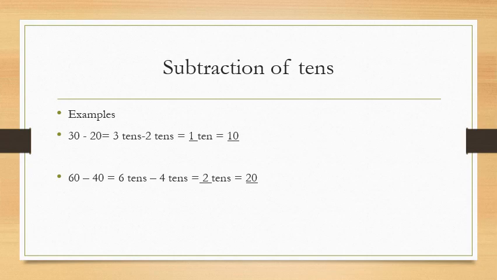Now look at the next example. Here you have to subtract 40 from 60. So children, we can write 60 as 6 tens minus, now we can write 40 as 4 tens. So when we subtract 4 tens from 6 tens, we'll get the answer as 2 tens. 2 tens is equal to 20.